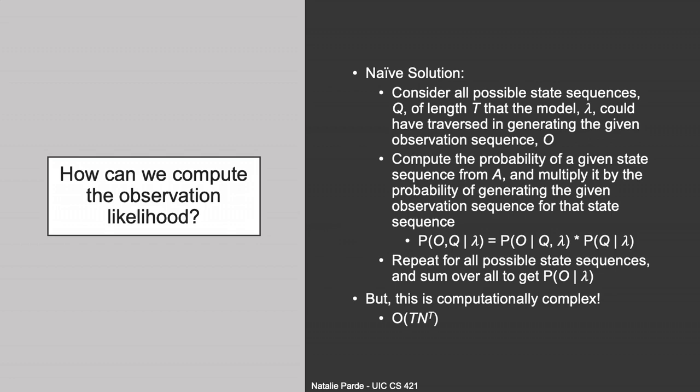So the question then is, how can we compute the observation likelihood? One naive solution would be to just consider all possible state sequences that a model could have conceivably traversed in order to generate the given observation sequence. For each one, you could compute the probability of the state sequence multiplied by the probability of generating your observation sequence using that state sequence. Then you could sum over all those probabilities to get your observation likelihood. It's in theory a fine solution, but it's very computationally complex.